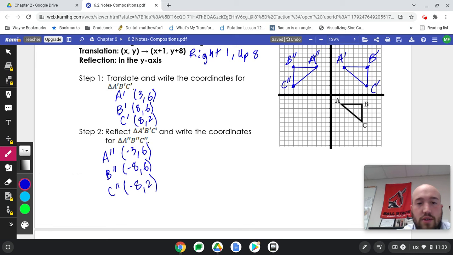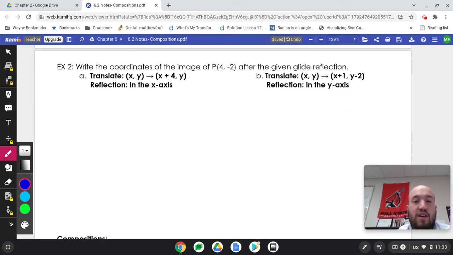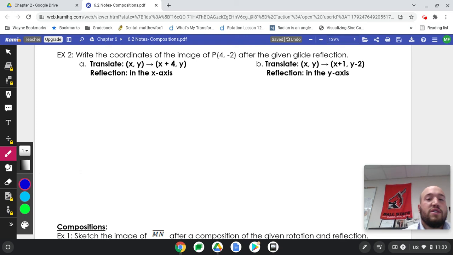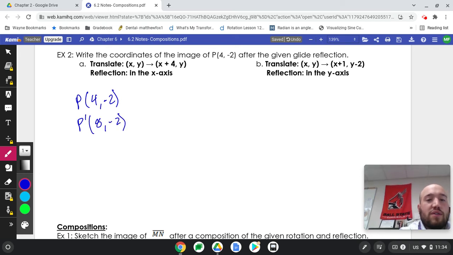All right, our next one here. If we look, we don't have a graph this time. We just are reasoning through it. We know P starts at 4, negative 2. So P prime goes on a translation, x plus 4, y. So P prime will result in 8, negative 2. And now reflect over the x-axis.